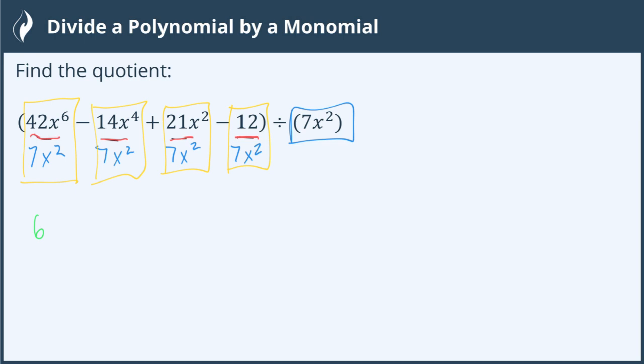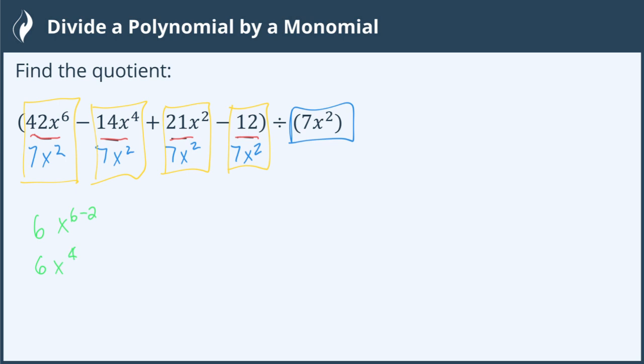Now what you do with your exponents, or with your variables, you have x to the 6, and when it's underneath in a fraction like this, it's subtraction of your exponent, so it would be 6 minus 2. So my final answer for this one would be 6x to the 4th.